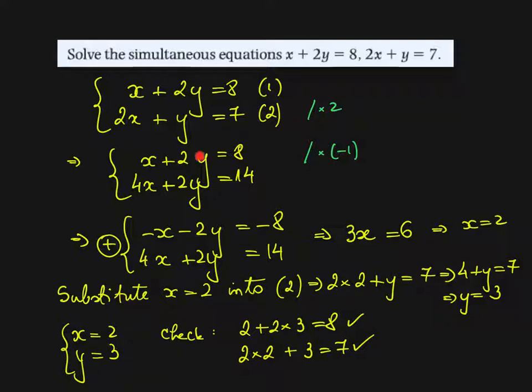I'm looking at having in the equations one of the unknowns with the same coefficient, different signs, so that when I add both sides, one of the unknowns will eliminate, will disappear. And from two equations with two unknowns, I will end up with one equation with one unknown that I can then solve.